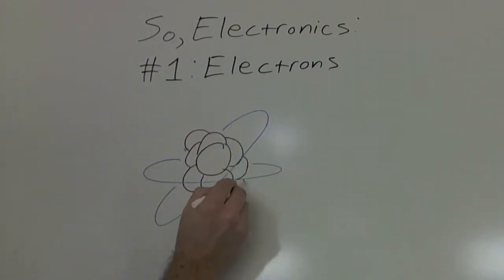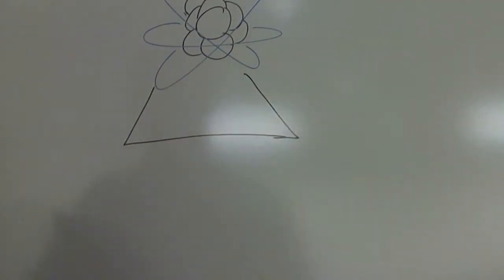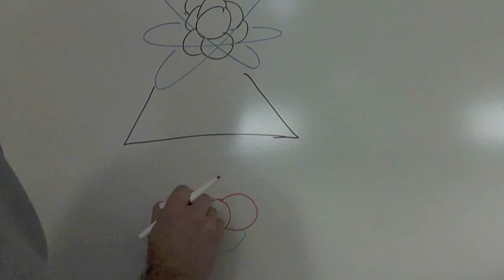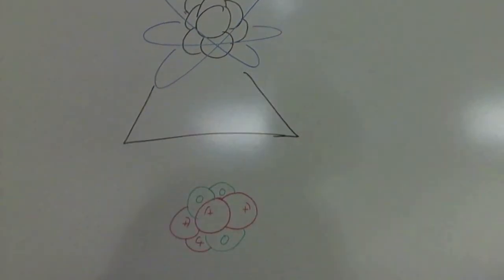Atoms are made of protons, neutrons, and electrons. Protons and neutrons sit together in the nucleus, or central part of the atom. They form the core of the atom and aren't very mobile. In fact, in our electronic work, they are effectively immobile, and we won't really talk about them much.